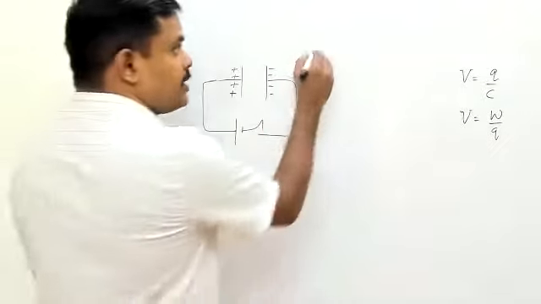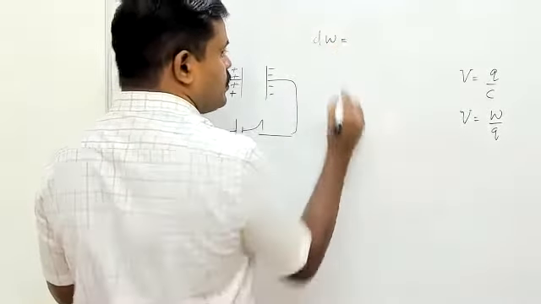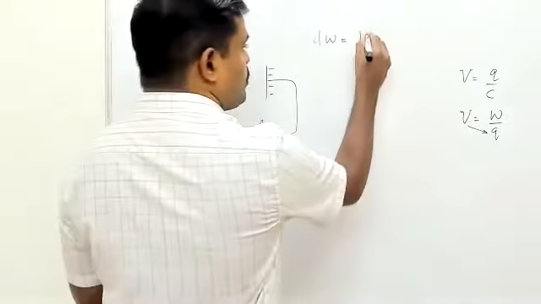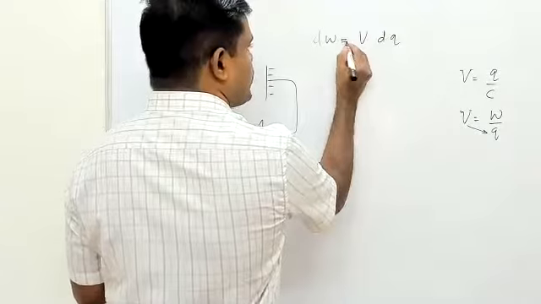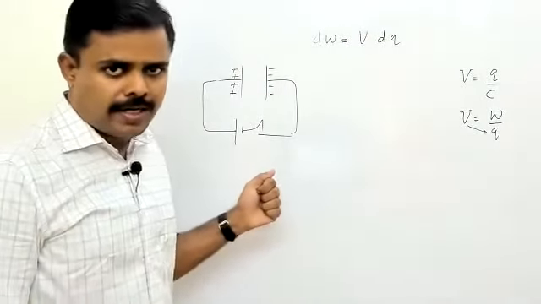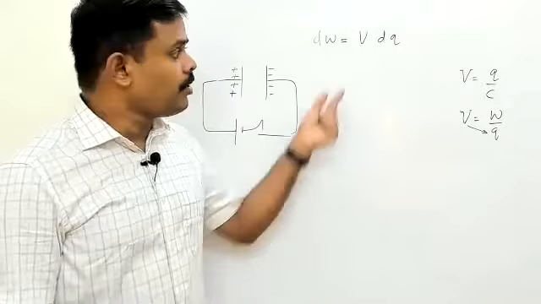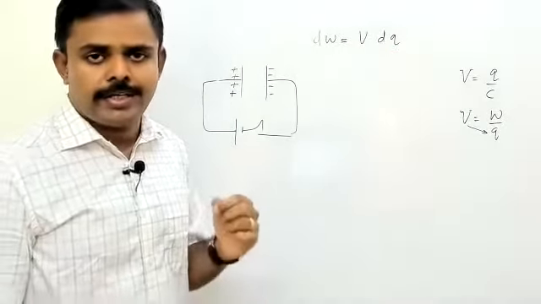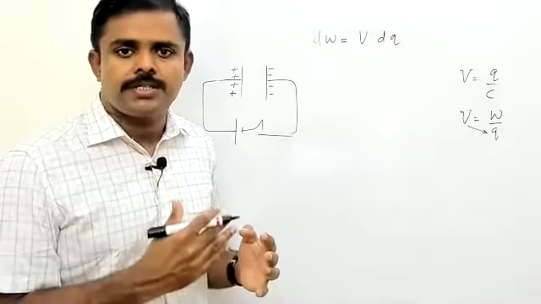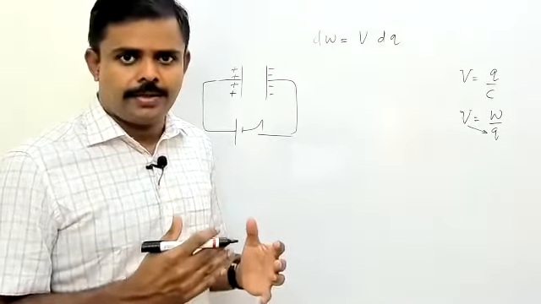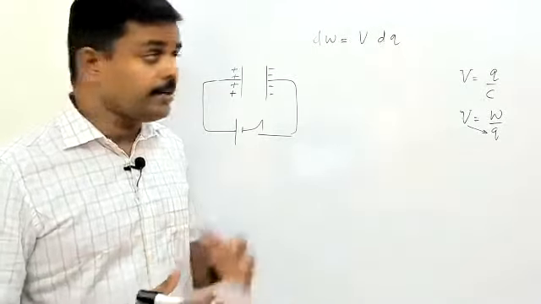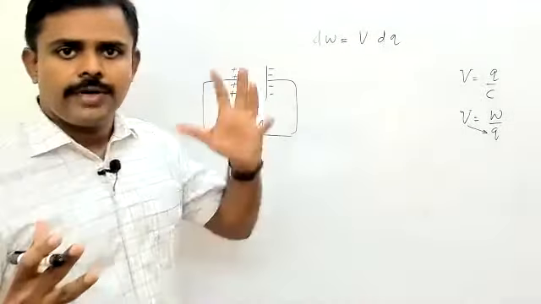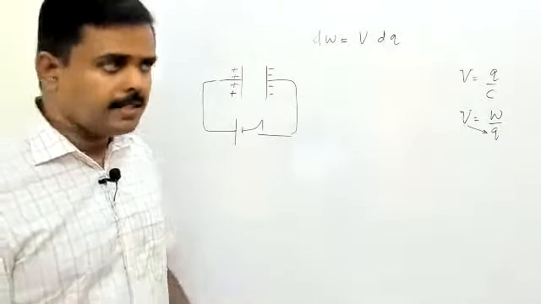So I'm going to find out dW now. What is dW? Work is Q into V, right? So dW will be V into dQ. What have I written? I've written the small work done. Small work done for what? Small charge transfer, small charging. Why do I take differentiation here? Why do I take small charge here? Because the charging process is a slow process. It takes time. It happens over a long time. So what you do is you take a small charging and then you integrate it from 0 to the final time, right? That is what you've been doing, right?